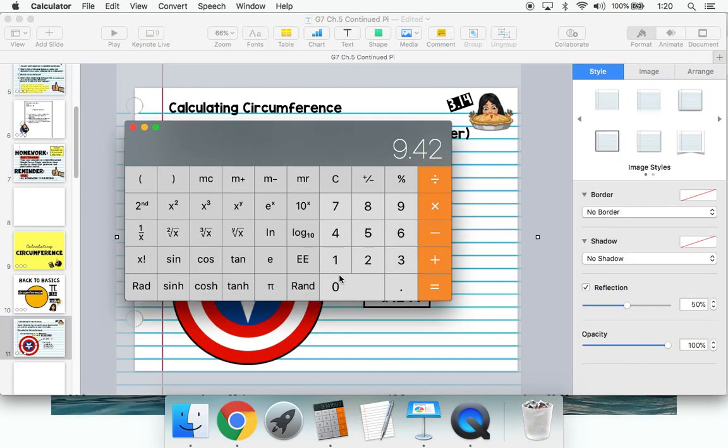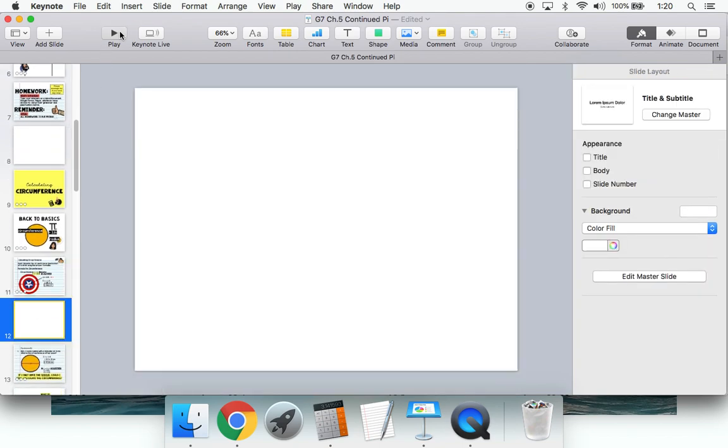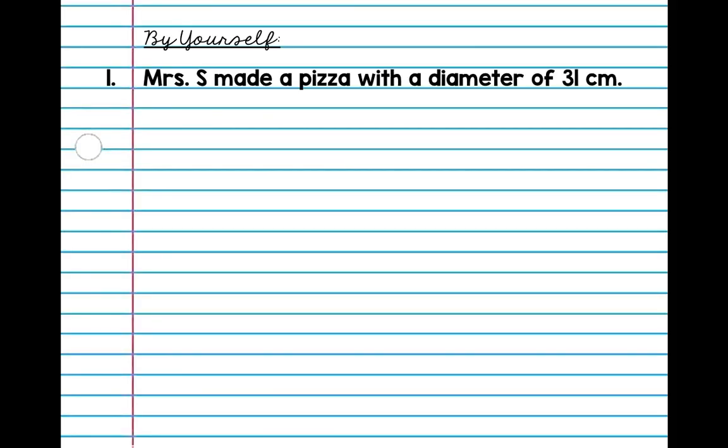Okay, so let me show you using pi. I know you guys don't have your calculators, scientific ones, but it's going to be like this, so 3 times pi, and equals the same thing, 9.42. Okay? All right, so that was the first part. Good job, guys.